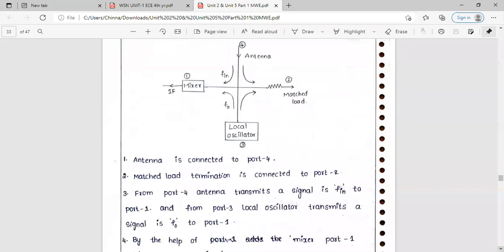So the magic tee also acts as a mixer. The antenna is connected to port 4 and the matched load to port 2. From port 4, the antenna transmits a signal F input to port 1, and from port 3, the local oscillator transmits a signal F0 to port 1. So both the signals will be mixed across a device, the mixer, and that will be given to the intermediate frequency. The signal from the antenna is distributed equally and comes to the mixer.